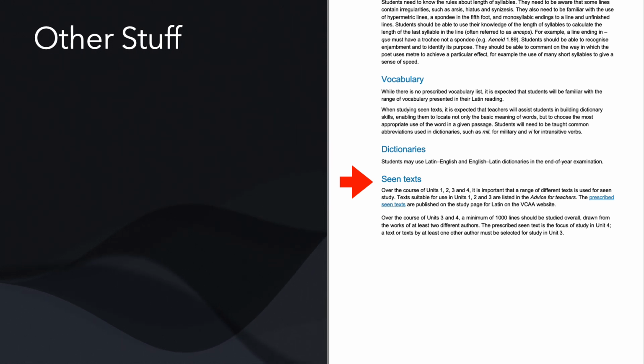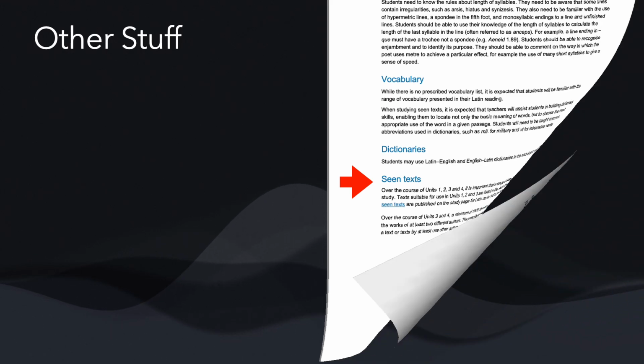There's a reminder there too that you've got to do a different author for unit 3 to unit 4, so you can't double up. It would make life very boring at any rate. So make sure you're doing something other than Virgil in unit 3.